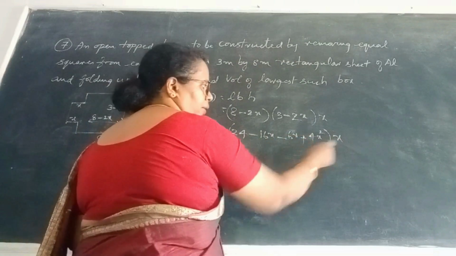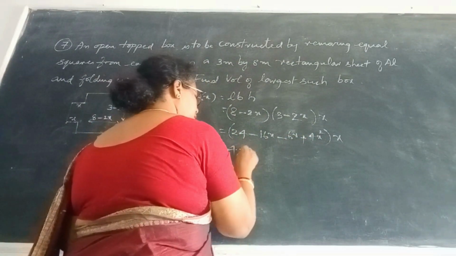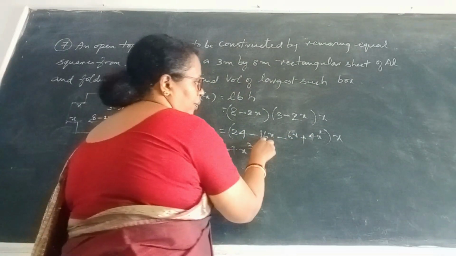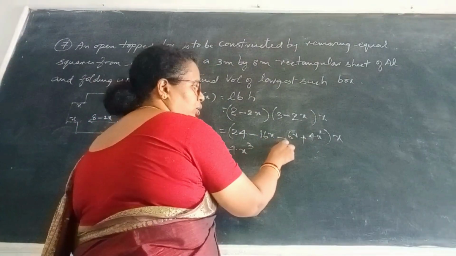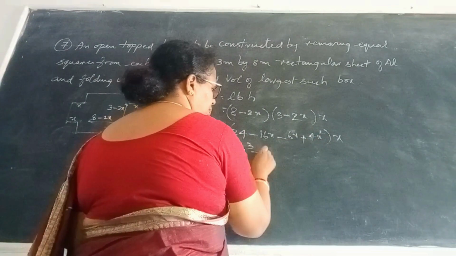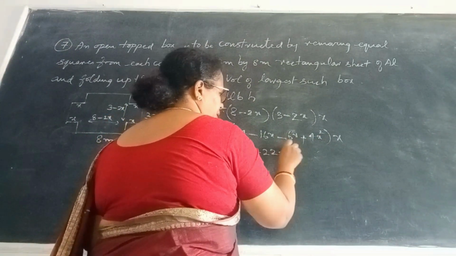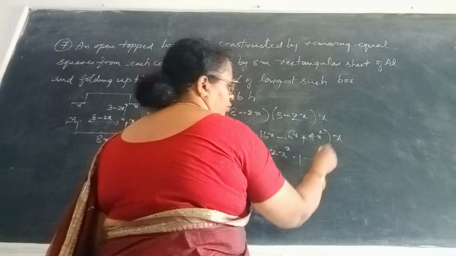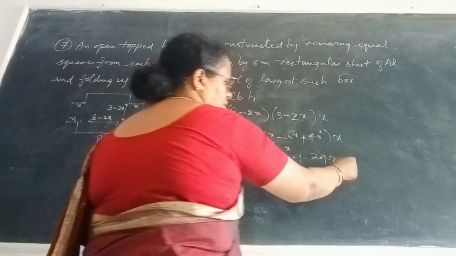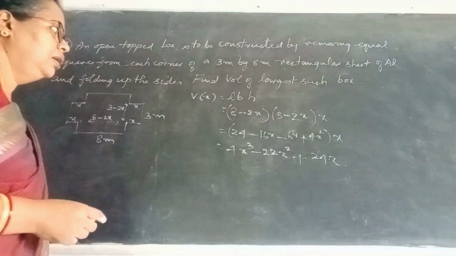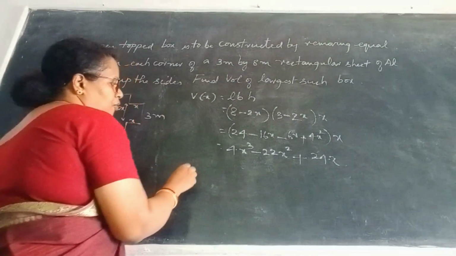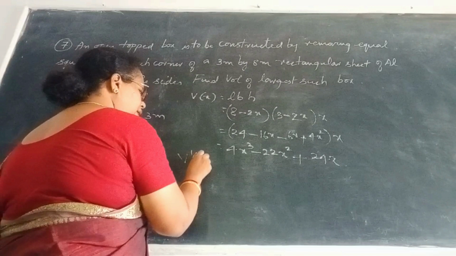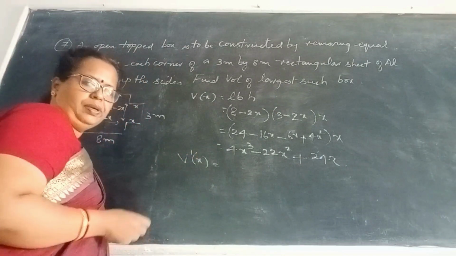So x squared into x cubed. First term, let us write 4x cubed, minus 16x, minus 6x. So it is minus 22x into x, minus 22x squared, plus 24x. So we got the volume function. Maximum volume, largest such box means maximum volume. So V'(x) should be 0 and V''(x) should be negative.